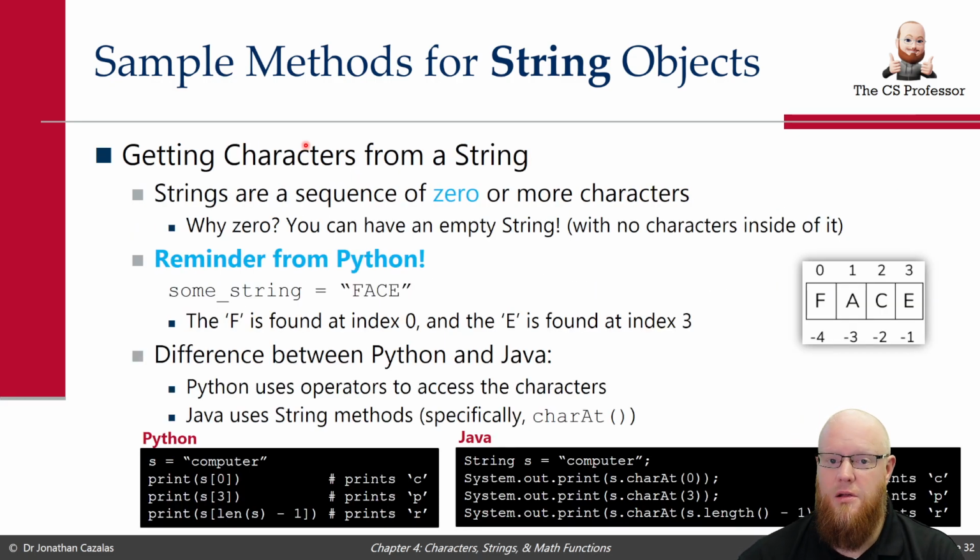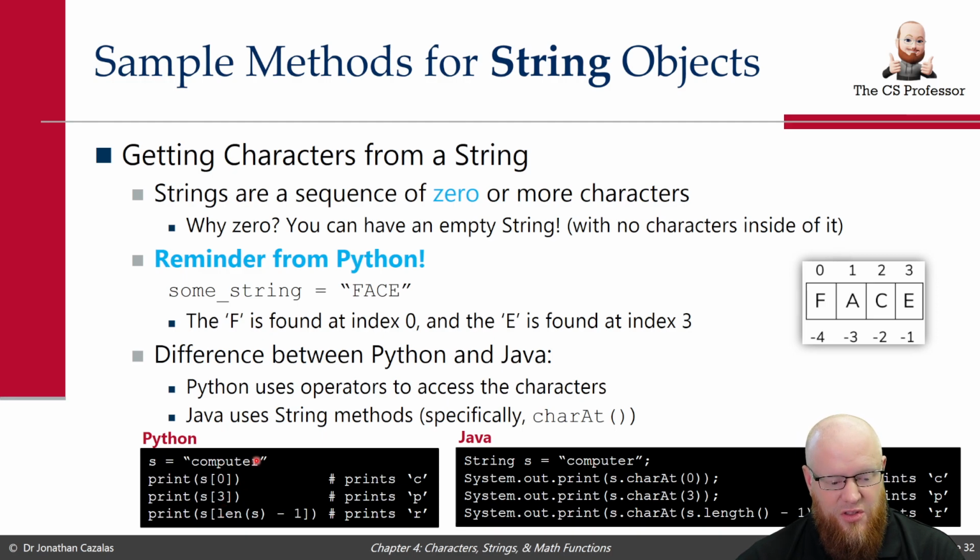What about getting characters from a string? That's super easy to do in Python, as we've seen. Given this string computer, well, let me back up and look up here. String s equals face. We likely recall that the F is at index 0, the A is at index 1, the E is at index 3, right? So here, given the string computer, if I print s at bracket 0, what is that going to print? It'll print C. s at index 3 will print the P of computer.